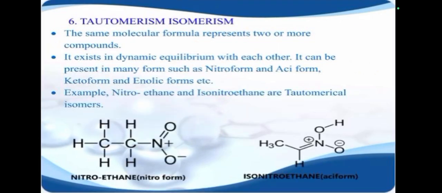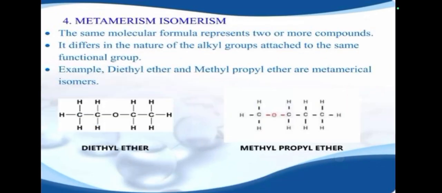Next, tautomerism. It also has the same molecular formula representing two or more compounds. They exist in dynamic equilibrium with each other and can be present in many forms such as nitroform and acidiform, and ketoform and enolic forms. Examples: nitroethane is the nitroform and isonitroethane is the acid form. These are examples of tautomerism and of structural isomerism.